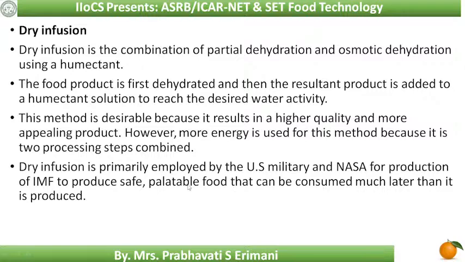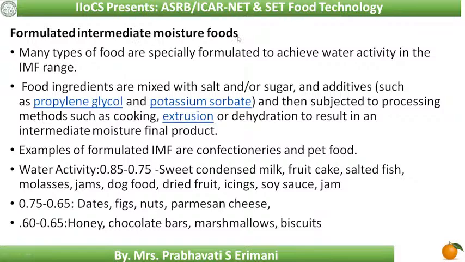Now, formulated intermediate moisture food. Many types of foods are specially formulated to achieve the water activity in the intermediate moisture food range. Food ingredients are mixed with salt or sugar, and additives are also used, like propylene glycol, potassium sorbate. The processing methods such as cooking, extrusion and dehydration result in an intermediate moisture final product. Examples of formulated IMF are confectionaries and pet food.